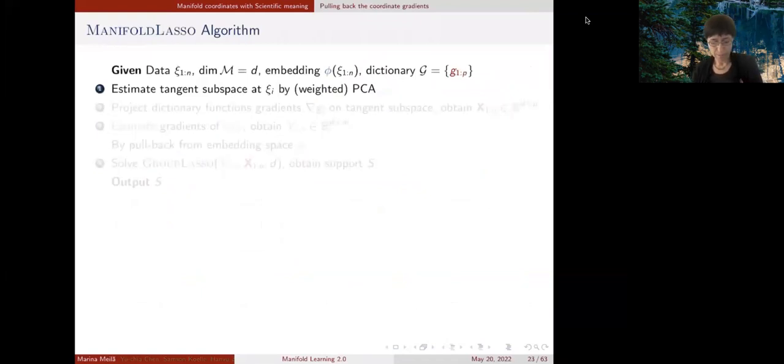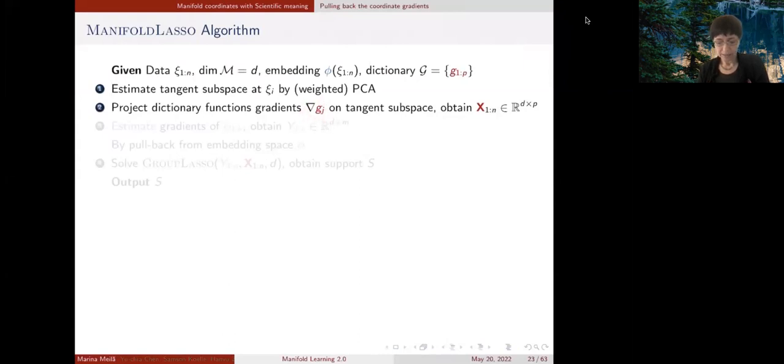And it's in some sense fairly simple. Given the data, given an embedding of the data and a dictionary of functions like torsions, we start by estimating the tangent subspace, and we do this by weighted PCA, which is a standard algorithm for estimating tangent subspaces. That's because gradients live in the tangent subspace, so we need to place the gradients there. Then we obtain the gradients of the dictionary functions. And these are the gradients in ambient space. By projecting them on the tangent subspace, we obtain the manifold gradients of these functions.